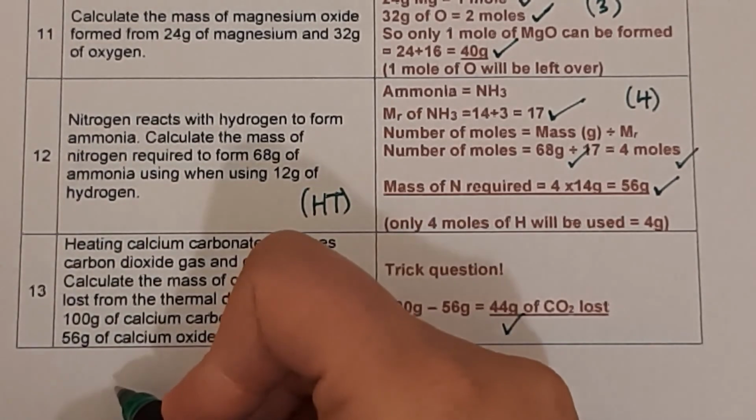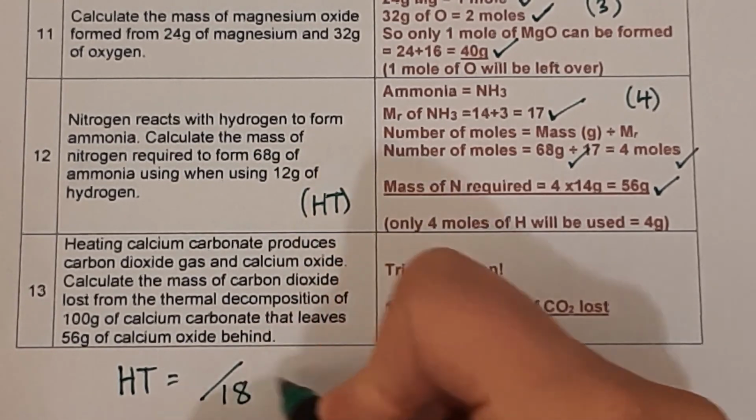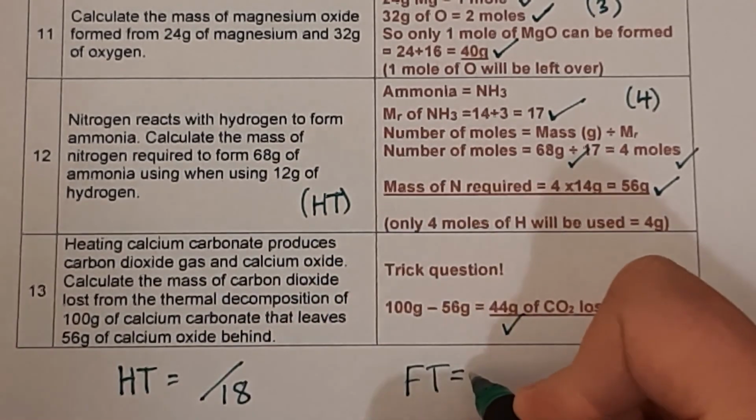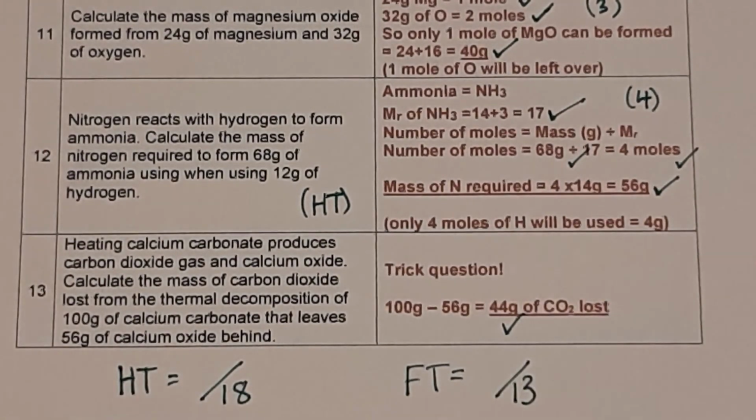So if you're a higher tier student, give yourself a mark out of 18. And if you are a foundation student, give yourself a mark out of 13. So if you've got more than 10 in this as a foundation student, you've done exceptionally well. If you've got more than 6, then you've done very well still. If you're a higher tier student and you've got more than 8, you've done very well. If you've got more than 13, then you've done very well, because these are some very tricky questions here. You've done exceptionally well if you've got more than 13 or 14.